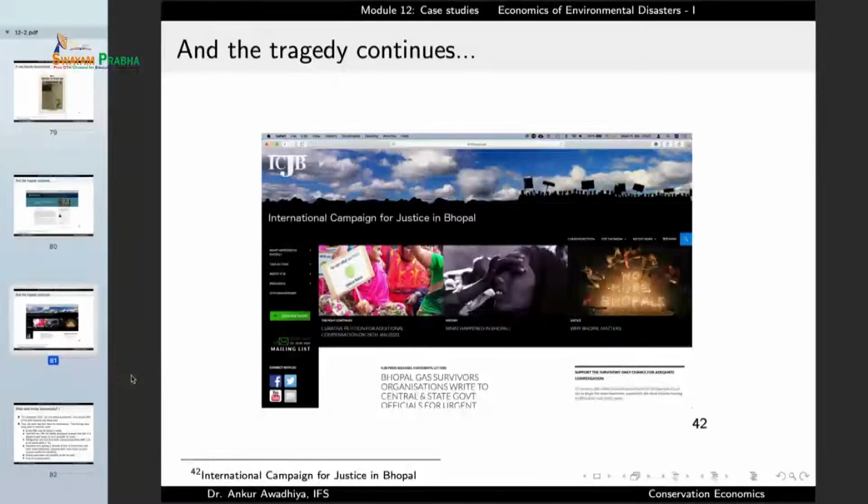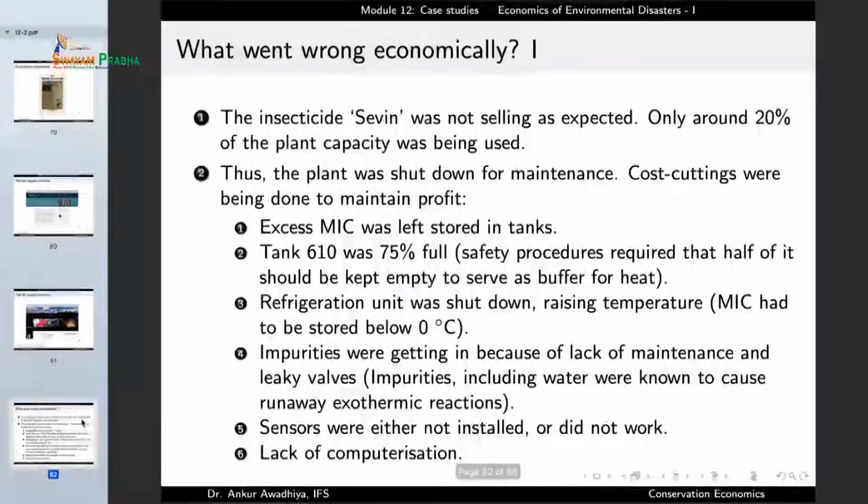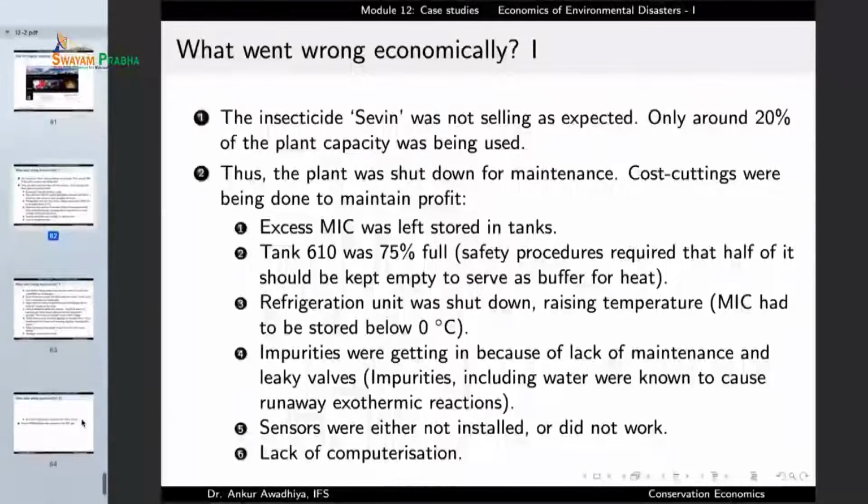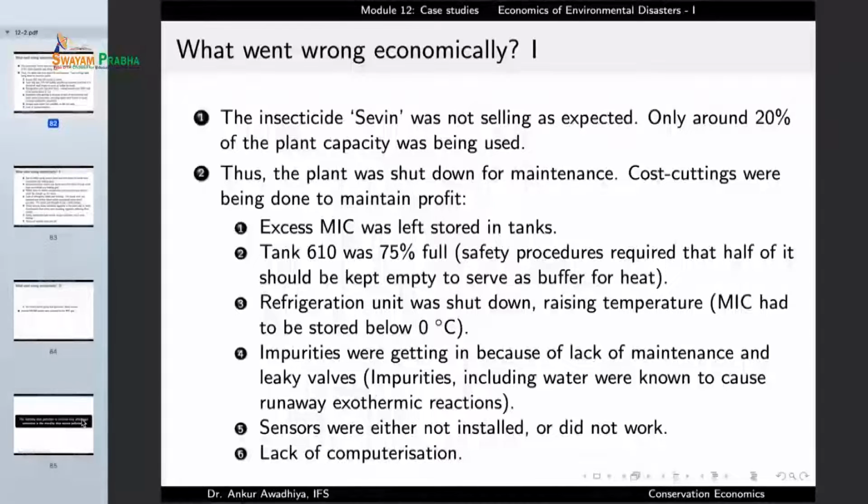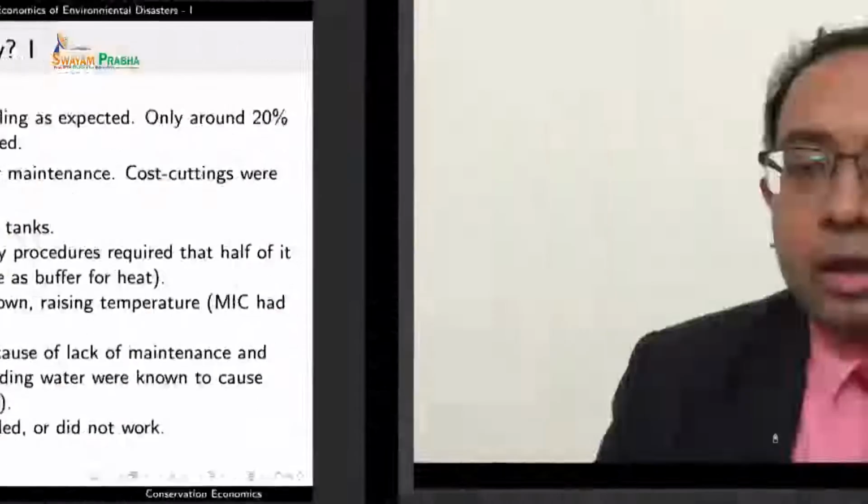After this documentation, there were a number of studies on what went wrong. And we are interested in knowing what went wrong economically. Well, the insecticide named Sevin that they were manufacturing was not selling as expected. Only around 20% of the plant capacity was being used. So everything begins from an economic point of view. The cause of this disaster was that the insecticide was not being sold at the volume that the industry was expecting. So only 20% of the plant's resources were being utilized.